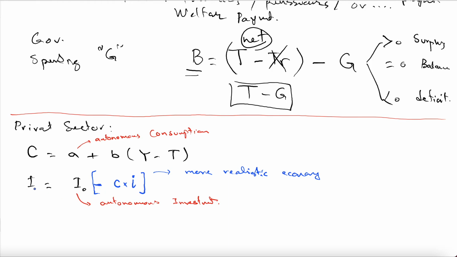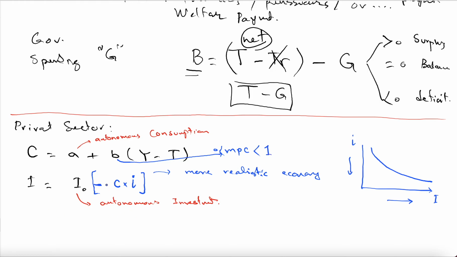So investment, if the interest rate goes up, it's going to be decreasing. So investment and interest rate have such a relationship: at lower interest rate, higher investment, and vice versa. So the coefficient is, and the B is the marginal propensity to consume, and it's positive and smaller than 1.